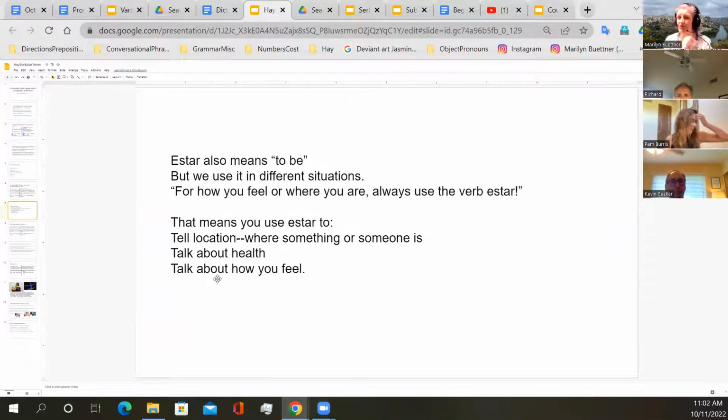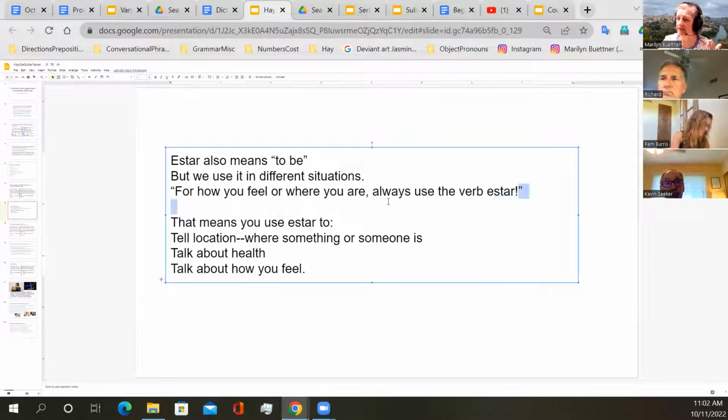Likewise, estar means to be, but here's a little dumb phrase that'll help you remember. To talk about how you feel or where you are, always use the verb estar. That's why when we ask how are you, it's ¿cómo estás? How do you feel? So estar is not used to identify who somebody is or what they're really like. Estar is used to talk about location, where something is located, and about health and how you feel. Feelings and health.